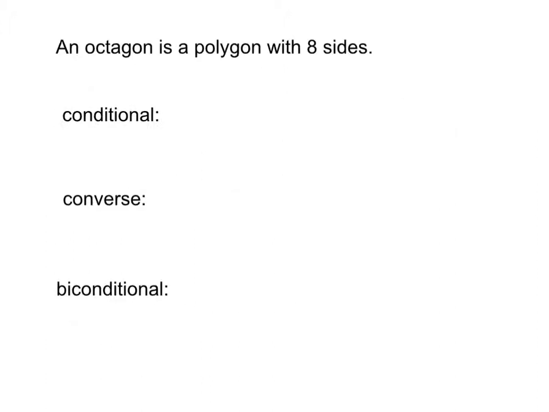So let's take a look at this statement, break it down into its parts, and turn a decent definition into a good definition. Our conditional: if it is an octagon, then it is a polygon with 8 sides. Our converse: if a polygon has 8 sides, then it is an octagon. So our biconditional would be: a polygon is an octagon if and only if it has 8 sides. So that's a biconditional, and that's how we take an okay definition and turn it into what we would consider a better definition. So that's a fine definition.